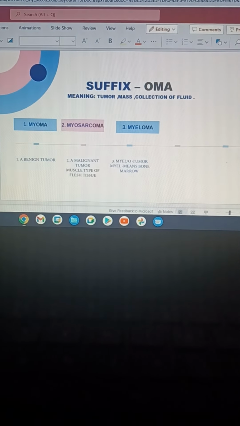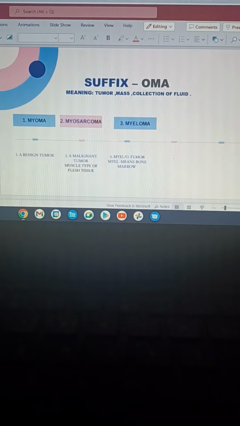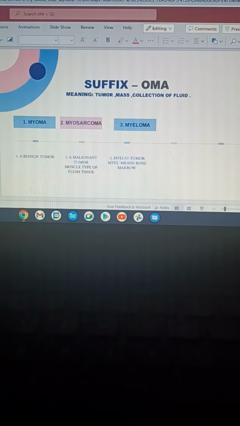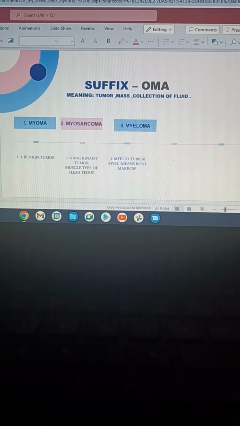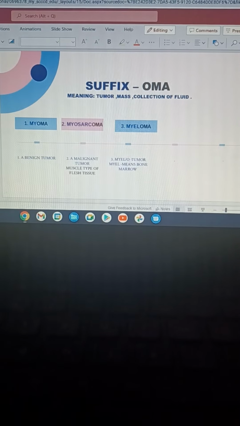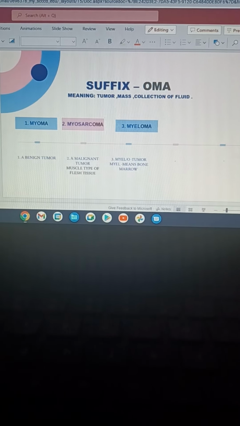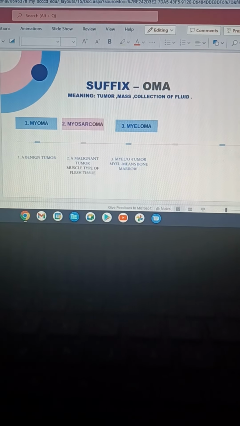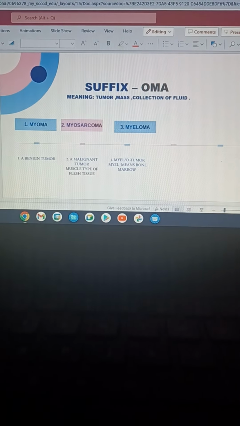So as you can see here, in suffix, I also picked oma, which is very easy to remember. It means tumor, mass, and collection of fluid. Number one is myeloma, which is a big tumor. And then myosarcoma means malignant tumor, which is a muscle type of flesh tissue. And then melanoma, which also means a tumor in the bone marrow.